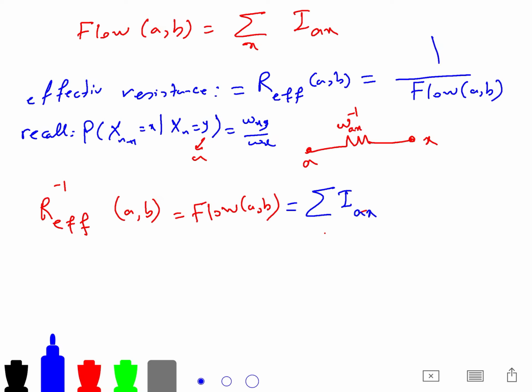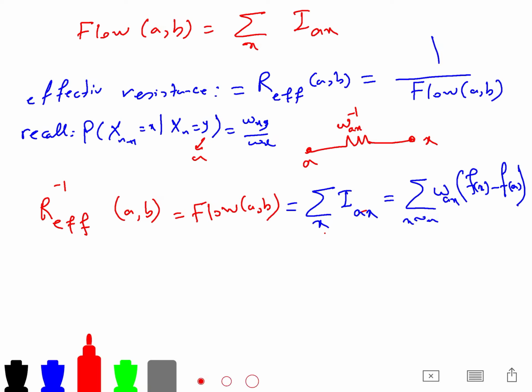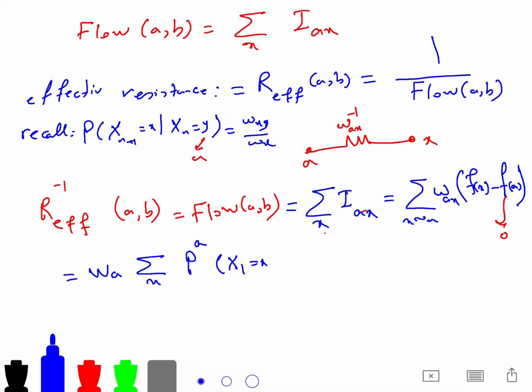Until here, it's just definition. And until here, we are just using that physical law, f of x minus f of a, summation over x which is adjacent to a. But look, f of a, as I said, is 0. So what remains is that w_A summation over x of the probability starting from a that X_1 equals x, and what remains is f of x.